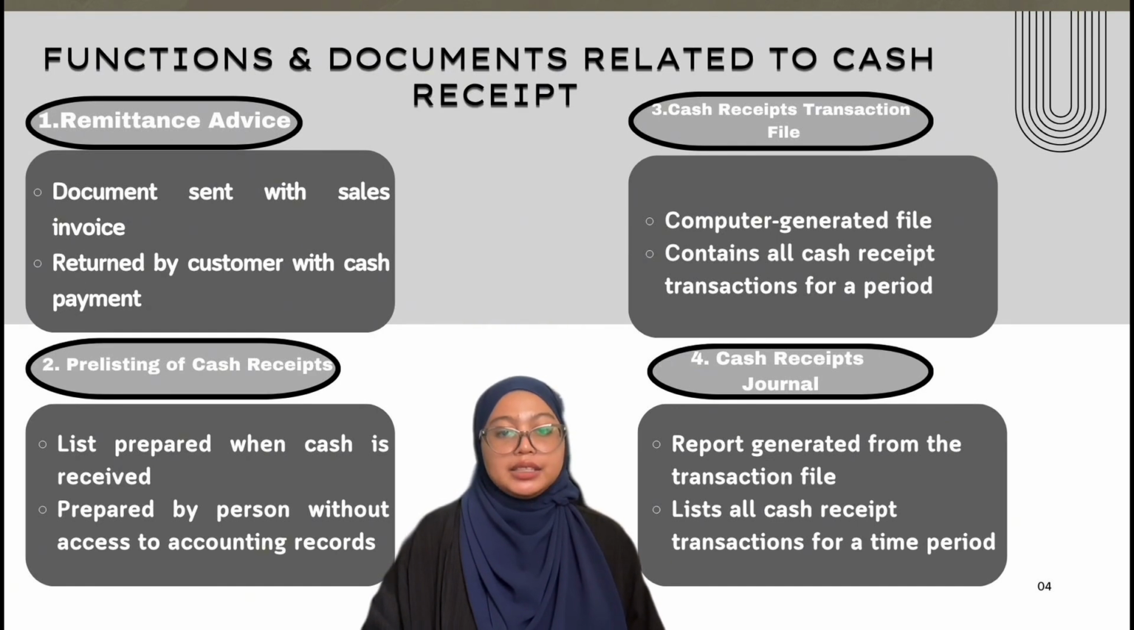Third is cash receipt transaction file. It is a computer-generated file and contains all cash receipt transactions for a period. Last but not least is cash receipt journal. It is a report generated from the transaction file. It also lists all cash receipt transactions for a time period.